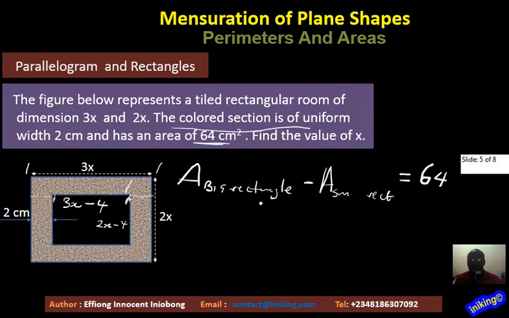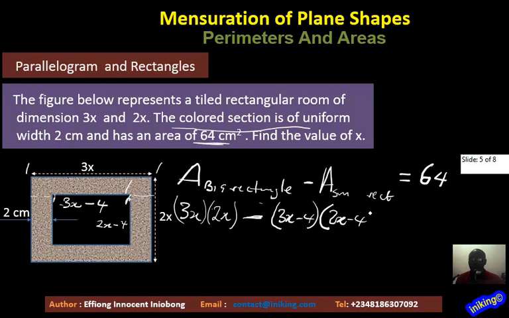Now what's the area of the big rectangle? That will be 3x by 2x, length times breadth. So we have 3x times, let me use bracket there, 2x minus the area of the small rectangle, which will be the length, 3x minus 4, and the width, 2x minus 4. So I have 3x minus 4 as the length times the width, 2x minus 4. And we are saying this is equal to what is given to us as 64.